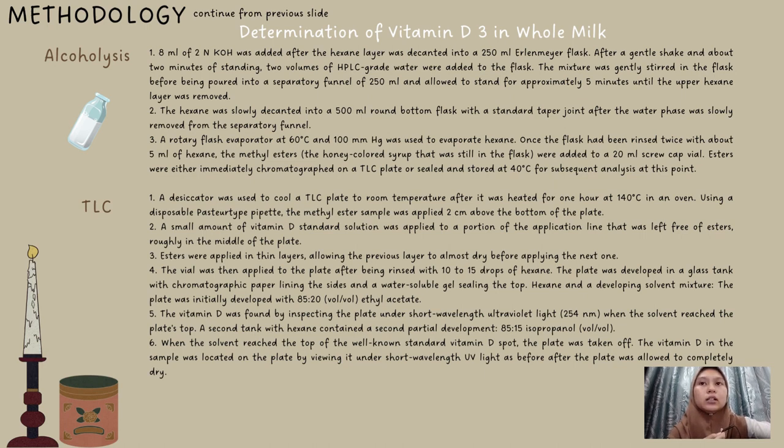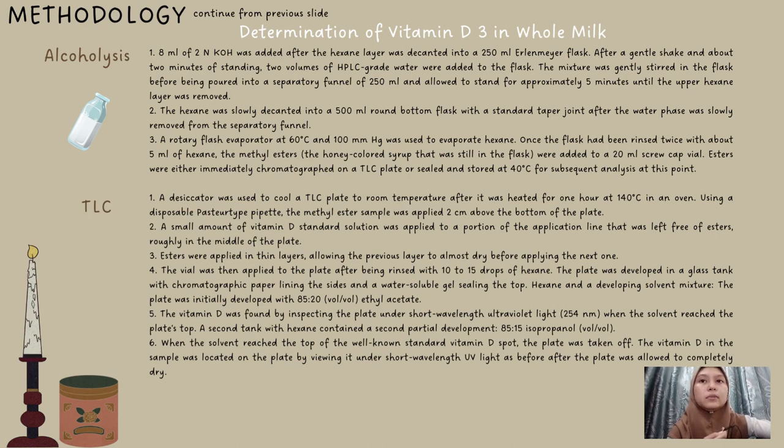At this point, a desiccator was used to cool a TLC plate to room temperature after it was heated for 1 hour at 140 degrees Celsius in an oven. Using a disposable Pasteur-type pipette, the methyl ester sample was applied 2 cm above the bottom of the plate. A small amount of vitamin D standard solution was applied to a portion of the application line that was left free of esters, roughly in the middle of the plate. Esters were applied in thin layers, allowing the previous layer to almost dry before applying the next one. The vial was then applied to the plate after being rinsed with 10 to 15 drops of hexane.